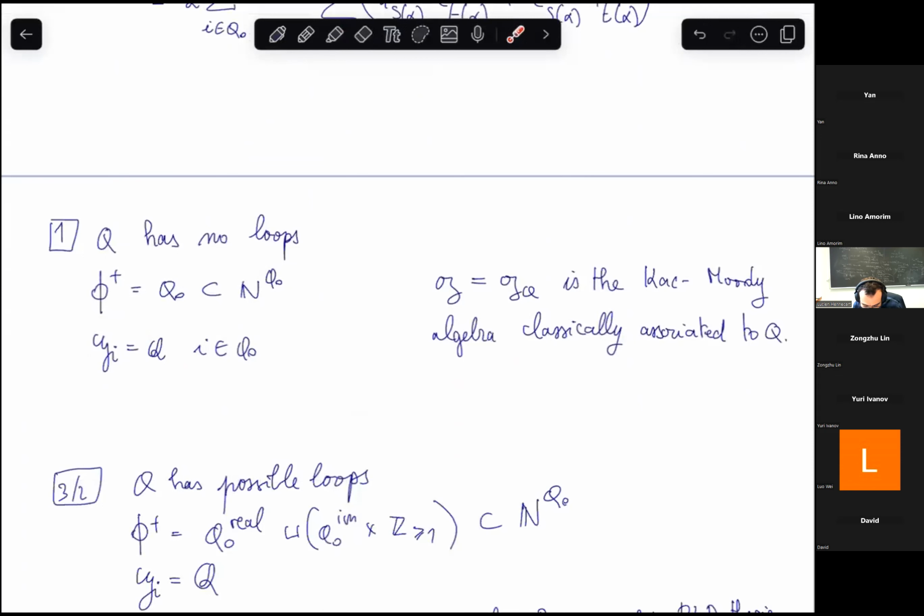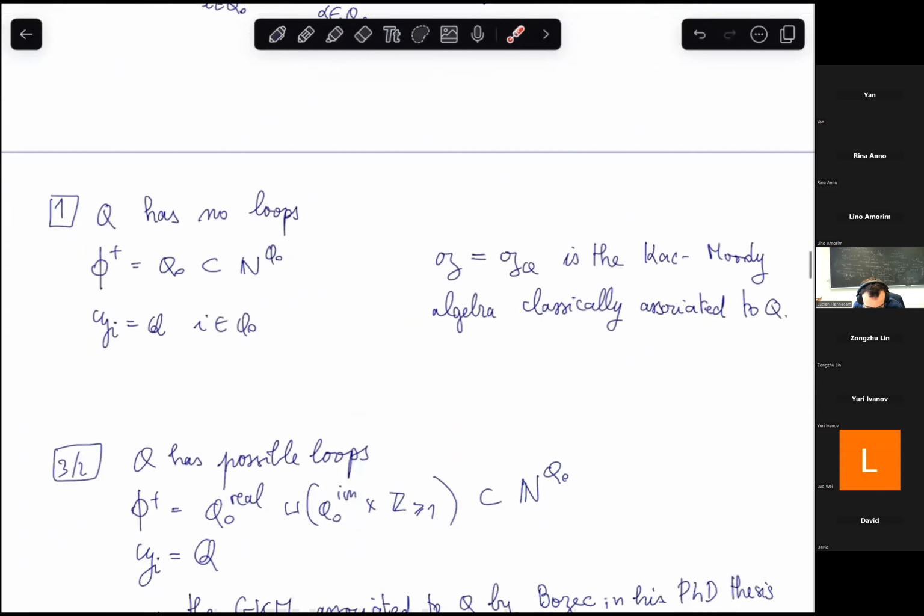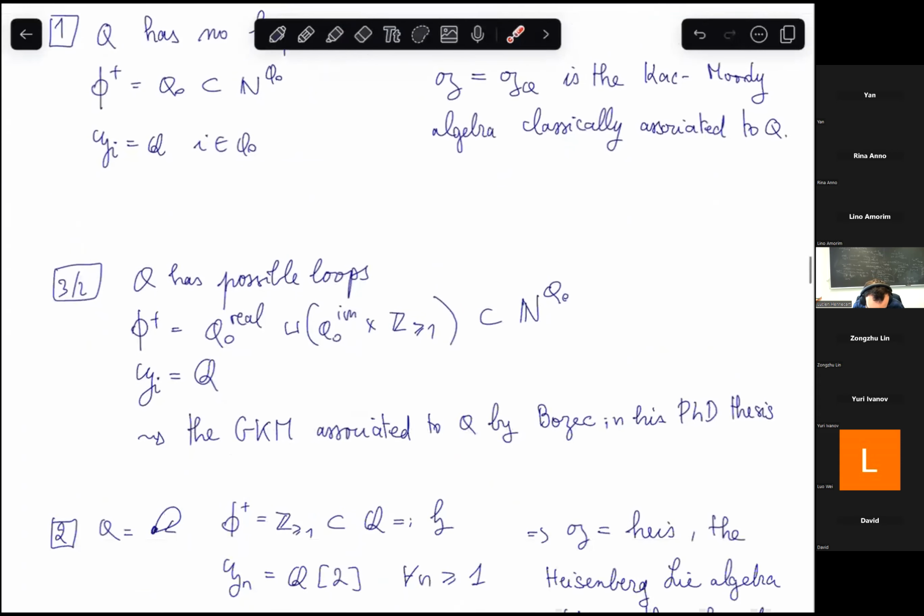Then the construction I explained using this monoid with the symmetrized Euler pairing gives you the Kac-Moody algebra associated to Q by Kac and Moody. Example 1.5 is when you take a bigger set of roots. So the set of roots is Q0 real. Real vertices are the vertices which don't carry any loops. And Q0 imaginary, but you have infinitely many roots for any imaginary vertex. And you embed this inside N to the Q0.